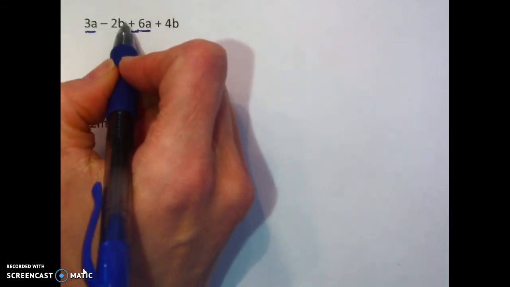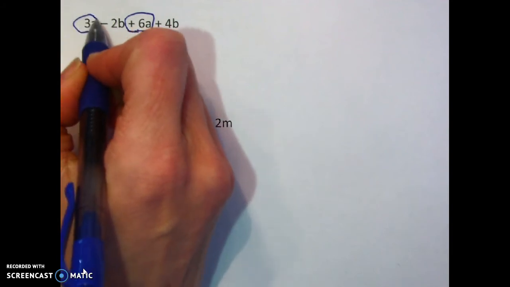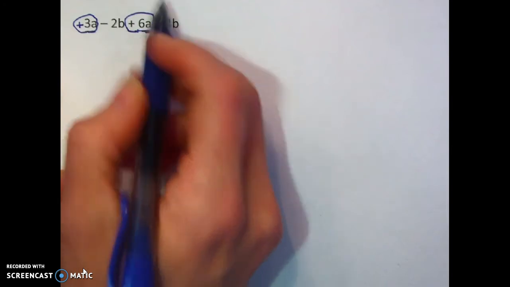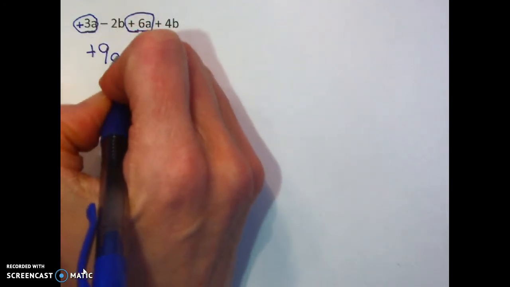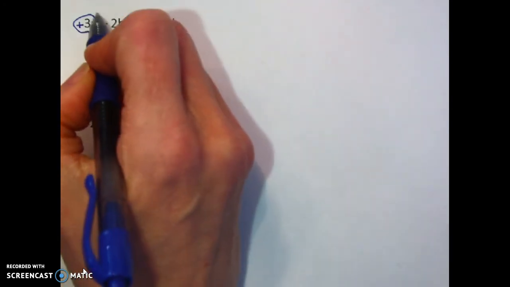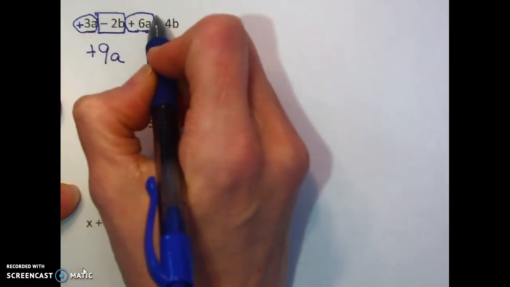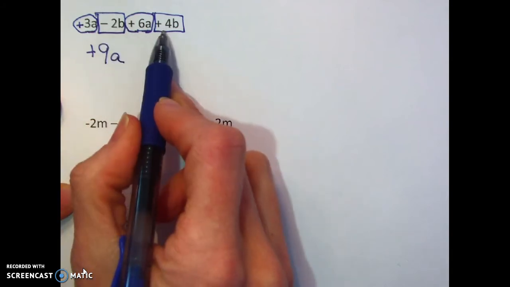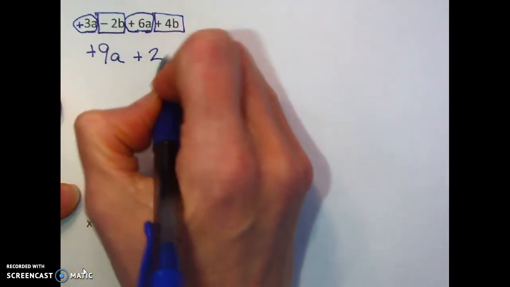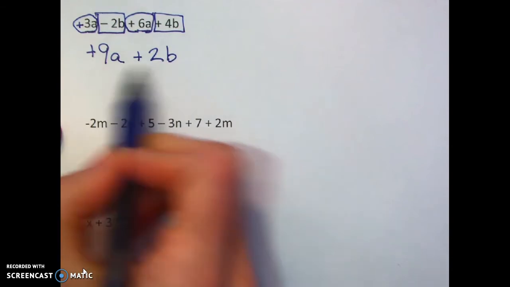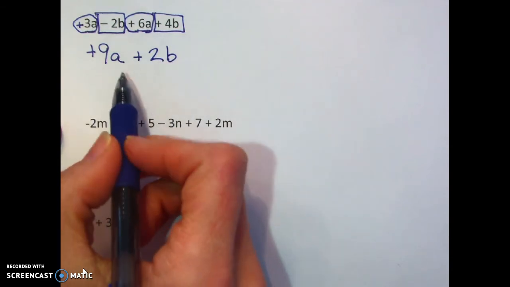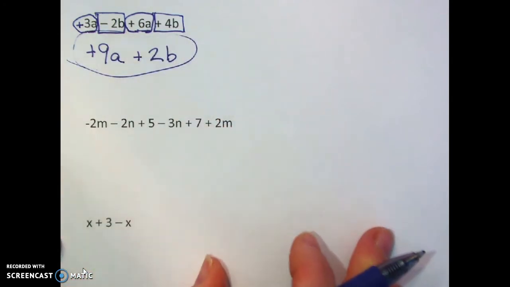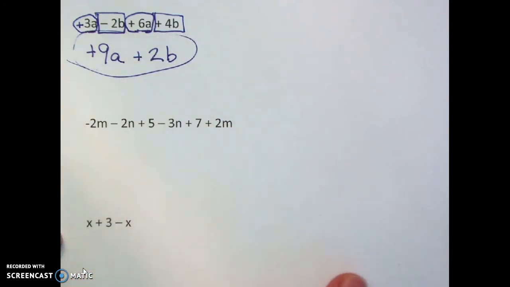This term includes the sign. So this is a positive 3 and a positive 6, which makes positive 9 for the A part. The B is a negative 2 and a positive 4. A negative 2 and positive 4 combine to a positive 2b. These cannot be combined any further. Do not make this 11ab or anything like that. This is the answer. Okay, so you find the like things and you add the coefficients in front.